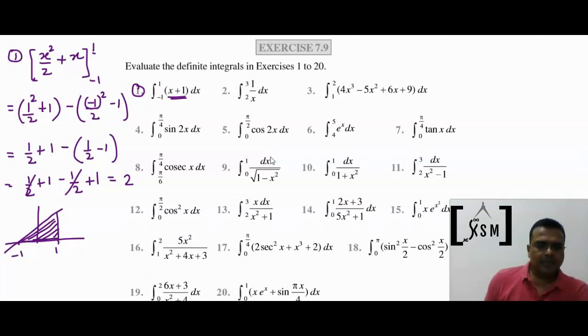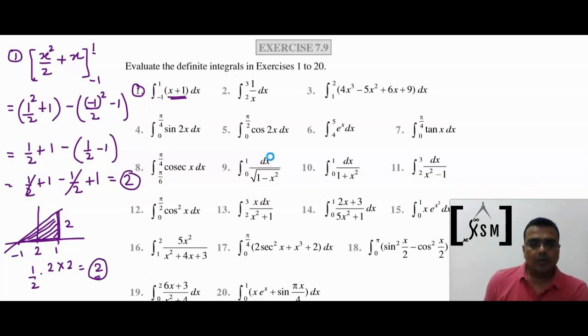It is a triangle. So base length is 2. And what is the height of the triangle? When x value is 1, y value is 2. So the height is 2. So area of the triangle would be half base times height, which is half times 2 times 2, which is nothing but 2. So this is basically the same area what we have, right? And that verifies our first fundamental theorem, right?